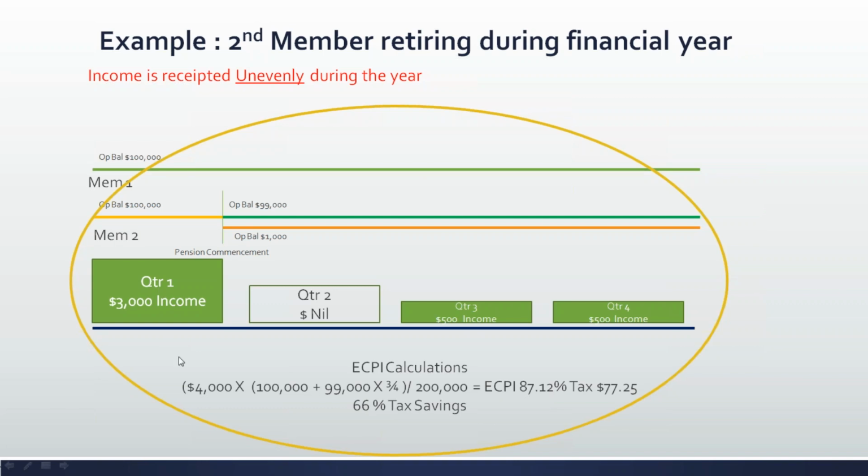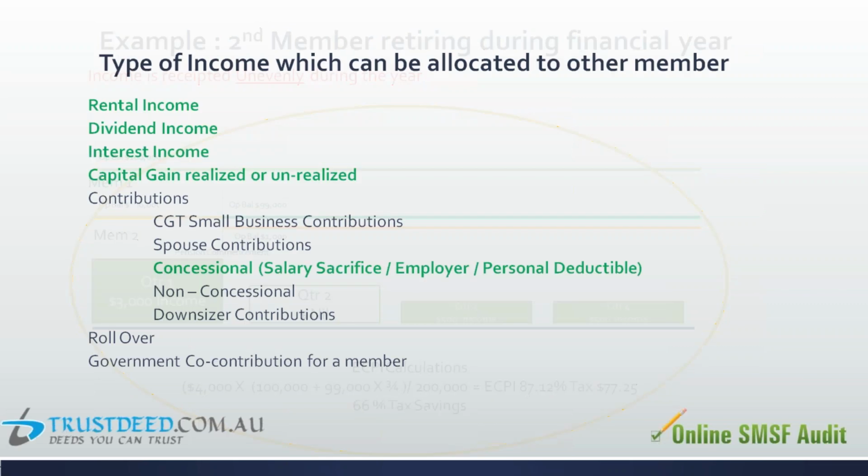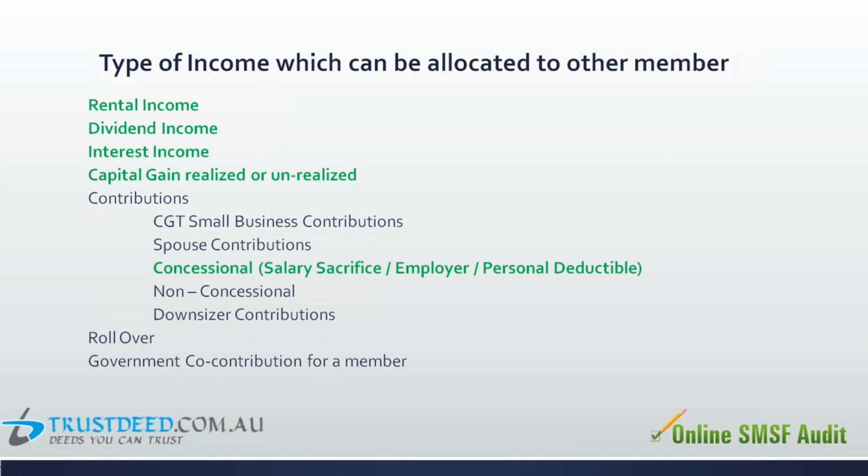Now, in our example, we've just used 3,000 income. There could be some funds with a very high capital gain. So I'm sure you'll be able to download the presentation and have a look at what exactly I'm talking about. So you have to look at the fund and see whether the whole amount should be converted into pension or not. Now let's look at what type of income can be allocated to other members.